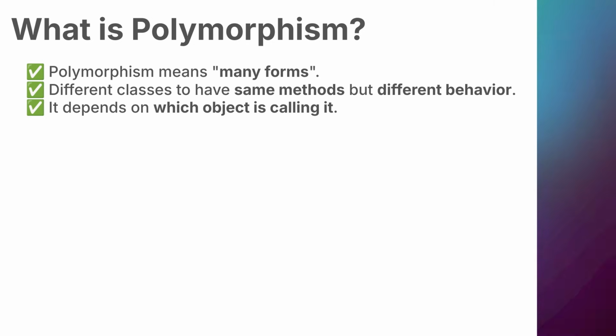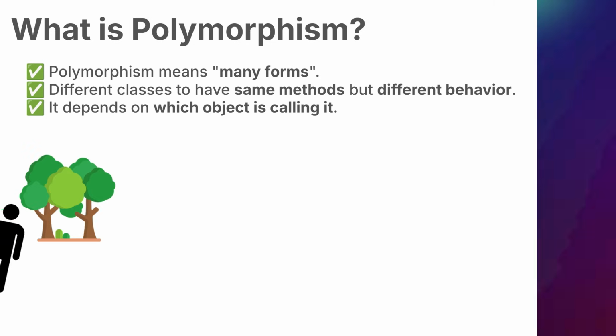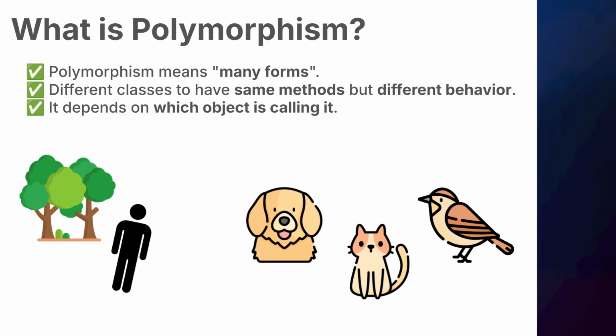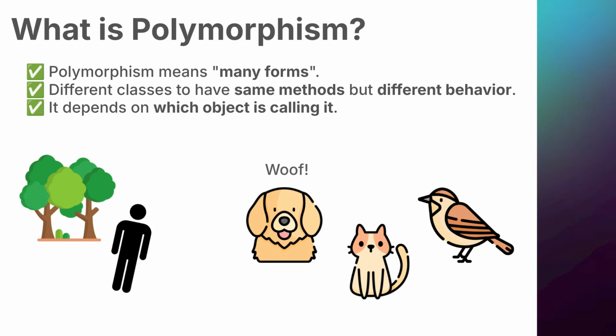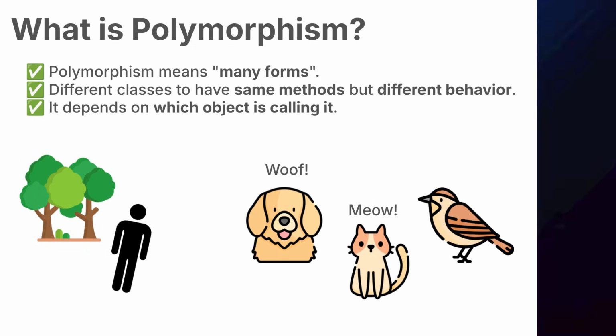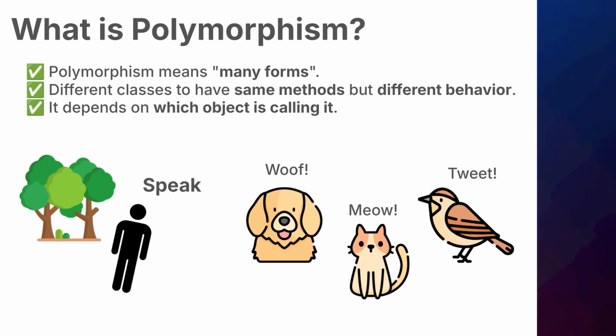Imagine this. You go to a park and there are different animals. Each animal can make a sound, but the sound is different depending on the animal. For example, dog says woof, cat says meow, bird says tweet. Even though you tell each animal speak, each animal responds differently.